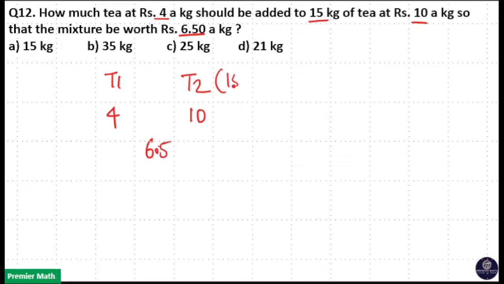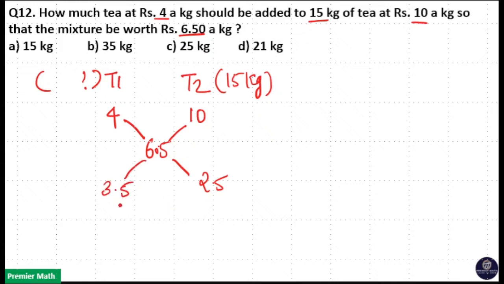Here type 2 tea is 15 kilogram in total. So we need to find out how much quantity is the type 1 tea in kilogram. So use the alligation method, that is 6.5 minus 4 is equal to 2.5. 10 minus 6.5 is equal to 3.5. Multiply it with 10, that means 3.5 and 2.5. When you divide it with 5, 5 sevens are 35, 5 fives are 25. So 7 is to 5 is the type 1 and type 2 ratio.